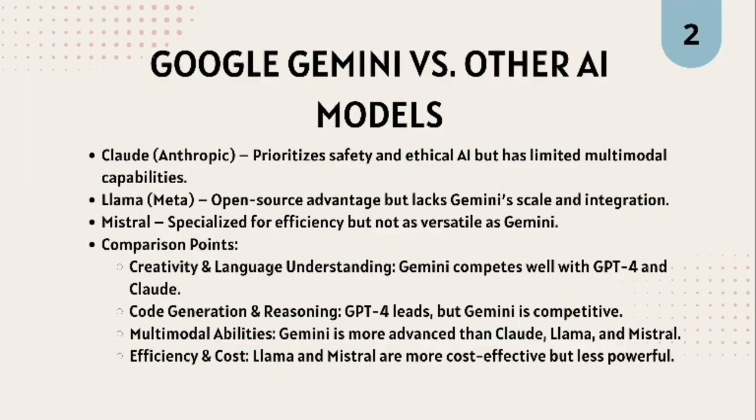So, in terms of creativity and language understanding, Gemini competes closely with GPT-4 and Claude. When we look at code generation and reasoning, GPT still has the upper hand, but Gemini is catching up now. However, in multimodal abilities, Gemini is ahead of Claude, Llama, and Mistral. On efficiency and cost, Llama and Mistral are more affordable because they trade off some capabilities.